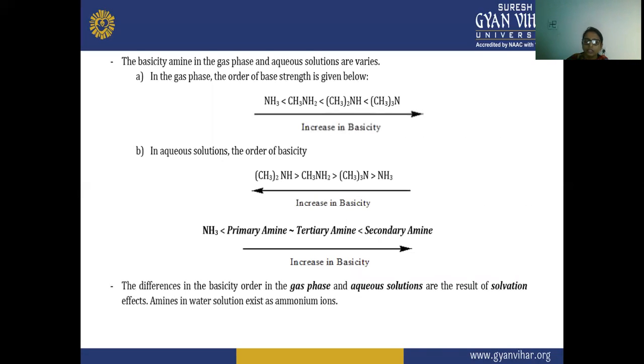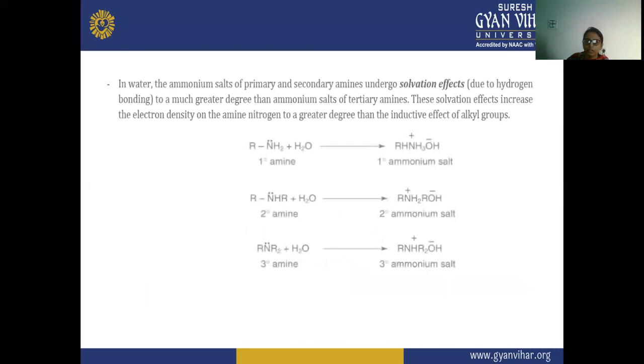So this is the basicity in the gas phase and the aqueous phase. You can see the difference in the basicity order of the gas and aqueous phase is the result of the solvation effect that exists in the ammonium ion. In water, the ammonium salts of primary and secondary amines undergo solvation to a much greater degree than the ammonium salt of a tertiary amine, and these solvation effects increase the electron density of the amine nitrogen to a greater degree than the inductive effect of the alkyl group. So the primary amine forms a primary ammonium salt, the secondary amine forms a secondary ammonium salt, and the tertiary amine forms the tertiary ammonium salt.